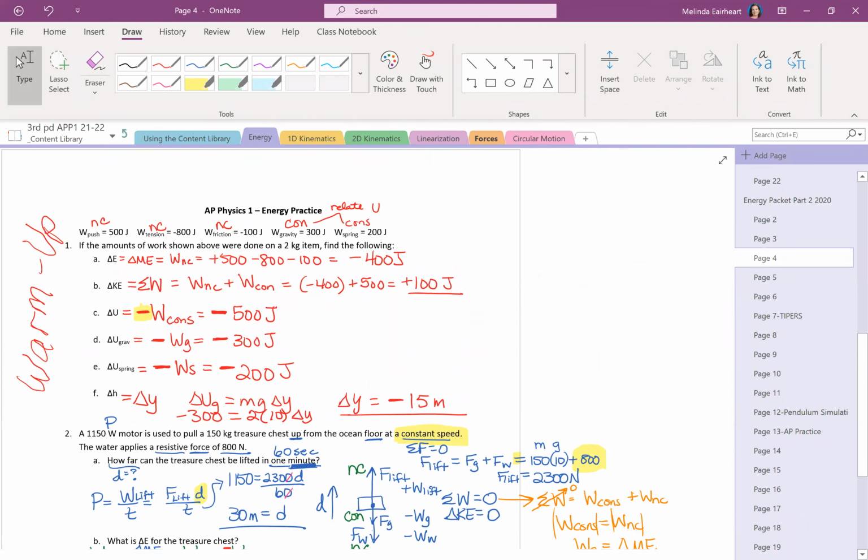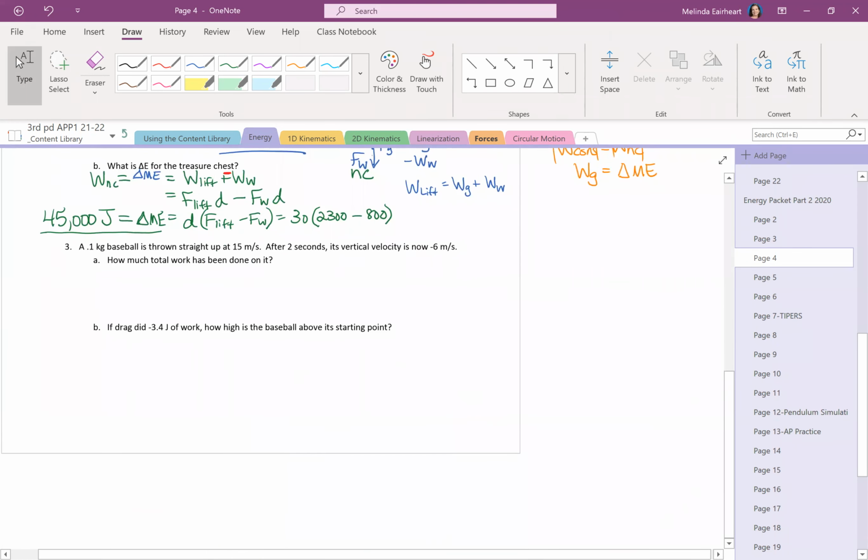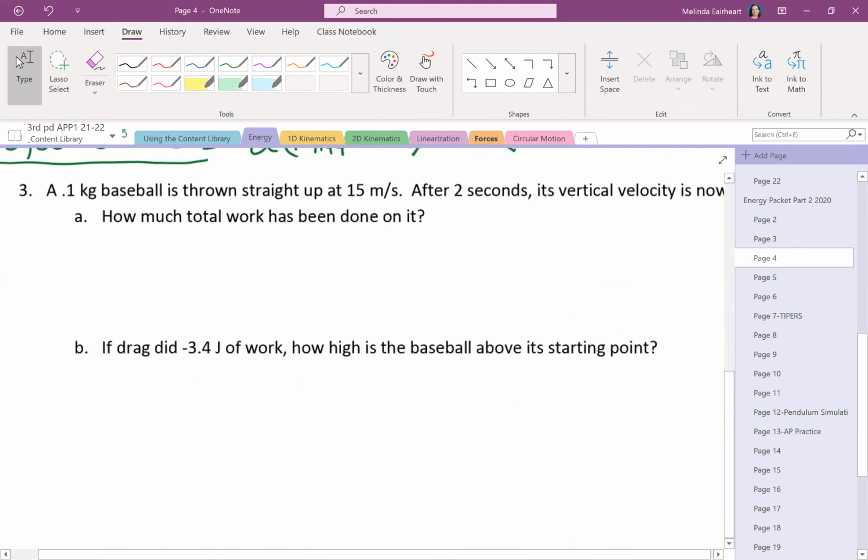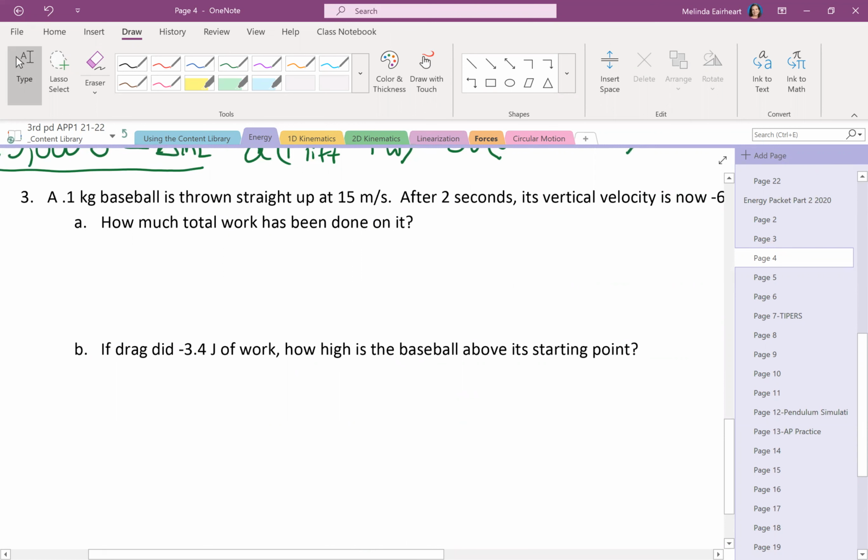There are some benefits to work and energy. But at the end of the day, this one's going to talk about drag. We didn't do mathematical solving in kinematics with drag, okay? We did concept, but not the mathematics. And so this is where work and energy are going to come in handy. And so we've got a 0.1 kilogram baseball. It's being thrown straight up at 15 meters per second. And after 2 seconds, its vertical velocity is now -6.